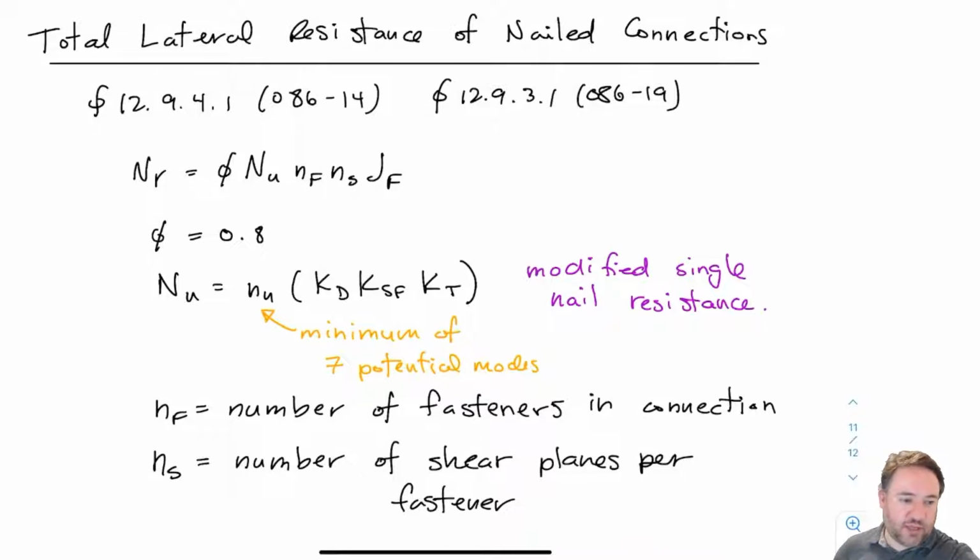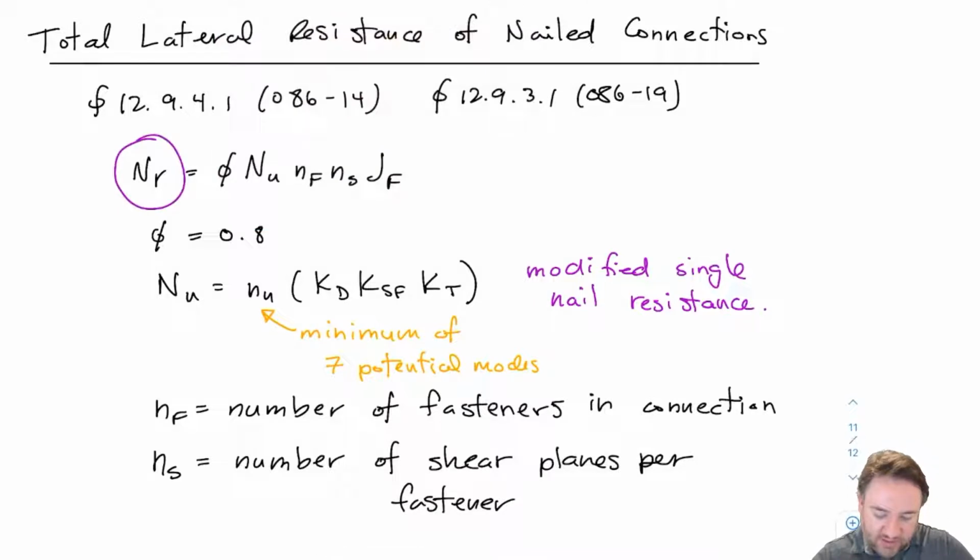Okay, so this is the equation from the standard. It's the same in 14 and 19, as is most of the things that we're talking about in this course. So we have our overall strength, capital NR, equal to the NU, which is basically the individual nail strength modified to account for our modification factors for duration, service condition, and treatment. And then we have number of fasteners, NF.